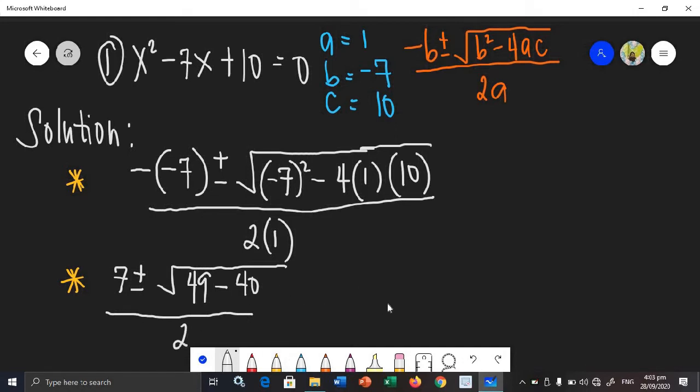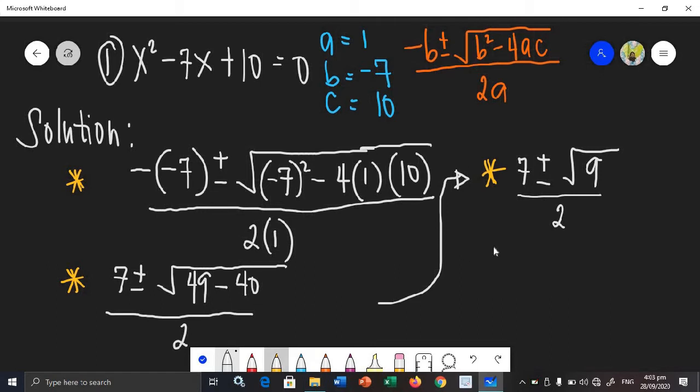And now, I am going to move my solution here. So, 7 positive, negative, square root of 49 minus 40, that is 9 over 2. Okay? And then the next one, let's simplify the square root. So 7, positive, negative. What is the square root of 9? 3. There are the two signs. All over 2. So now, we have this solution.